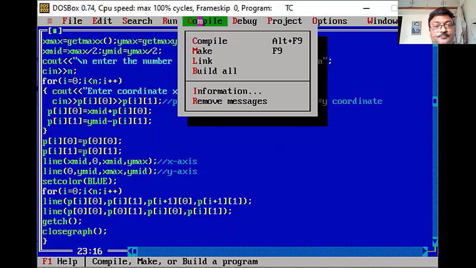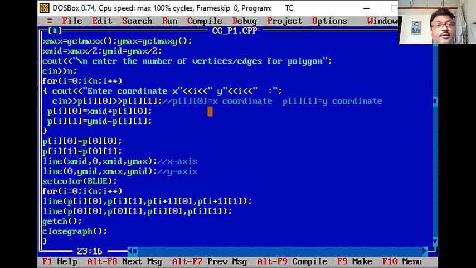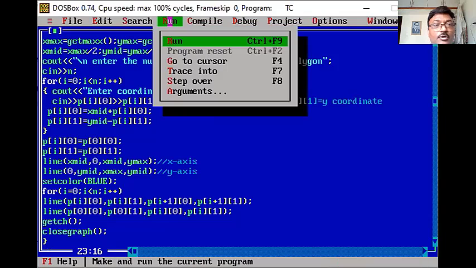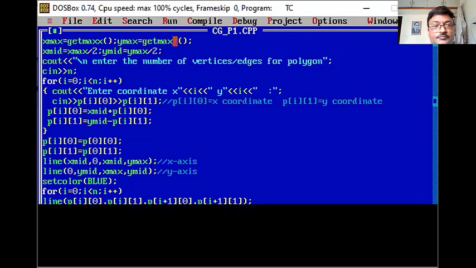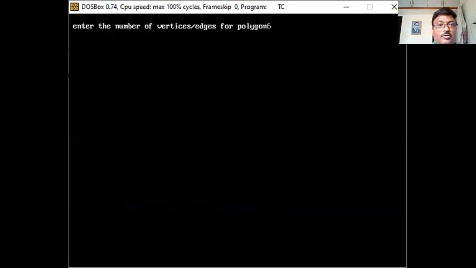So this program, compile, okay, once you compile then execute. So is there any question? Now run it. So I am using that polygon with the 6 coordinates.